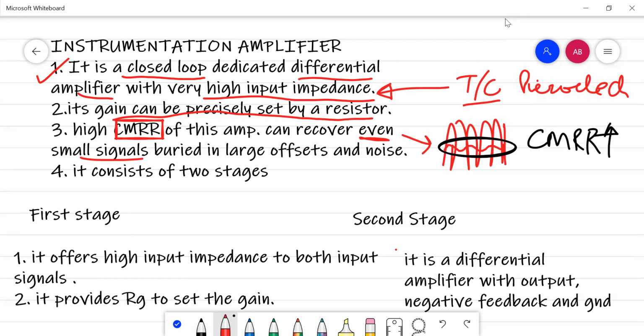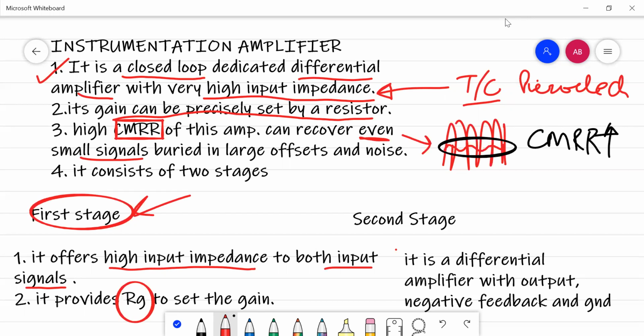Now it consists of two stages. The very first stage consists of two operational amplifiers. It offers high input impedance to both input signals, because we are providing it two input signals, as well as providing the resistor with which we are going to vary the gain. The second stage is a single amplifier that takes the differential input. This is the differential amplifier with output, negative feedback, and ground terminals. The output terminal is there in the second stage, then there is negative feedback being used here, and then there is a ground here. Now we are going to first concentrate on the first stage of the instrumentation amplifier.